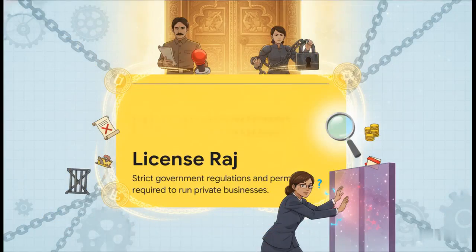Now, before we open the next door, I'm going to give you a crucial power-up term. License Raj. This was this massive, overwhelming system of strict government regulations, permits, and quotas. And you absolutely needed them to set up, run, or even just expand any private business in India. Keep that definition locked in your memory bank.